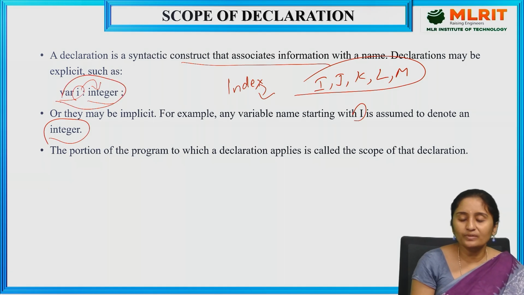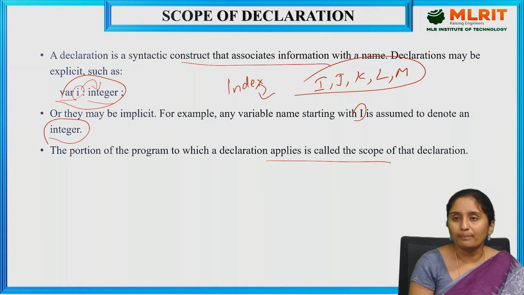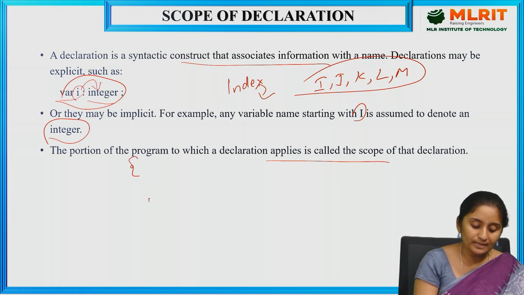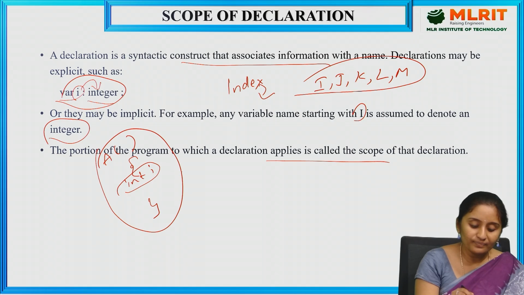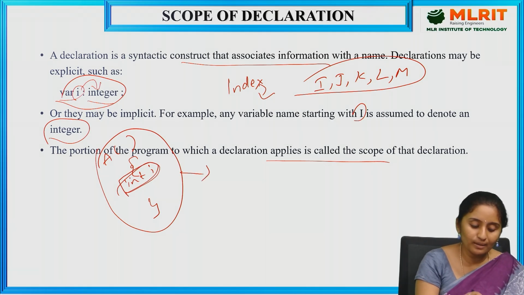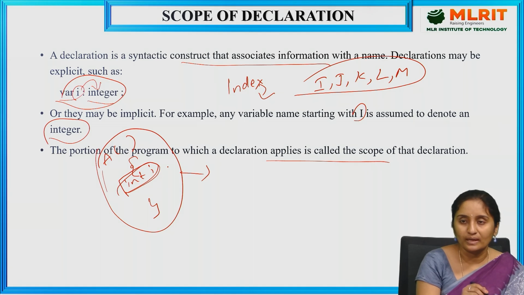The portion of the program to which a declaration applies, we call the scope of that declaration, nothing but the block of that declaration. If I am declaring int I in some function definition A, this I is declared inside the definition of A. Once I complete the program execution of A, then this I will be deleted. The scope of this variable is within this program only. In that particular portion only, that variable can be accessed.